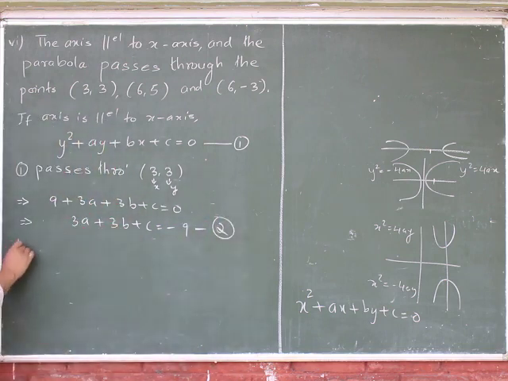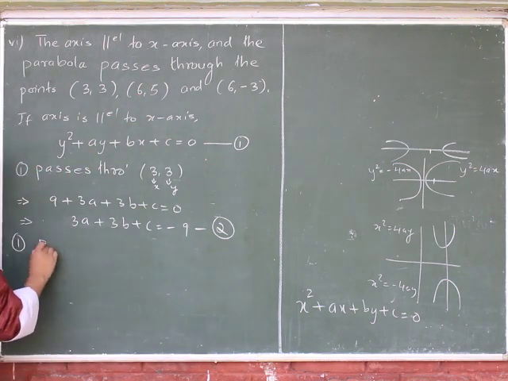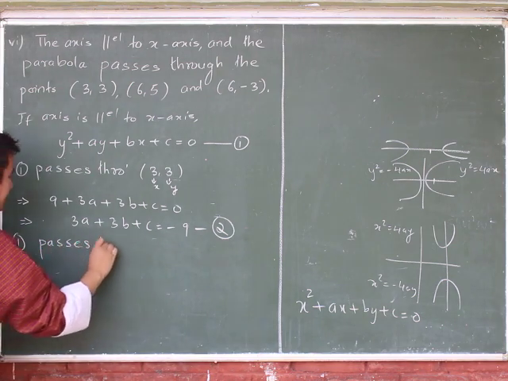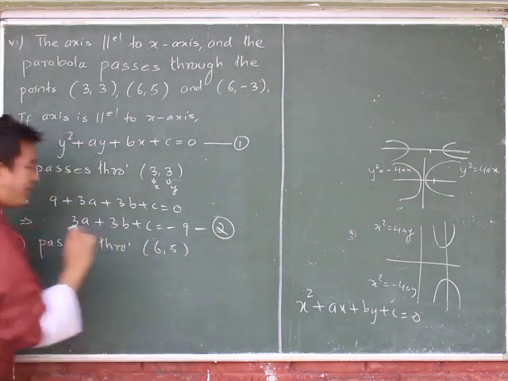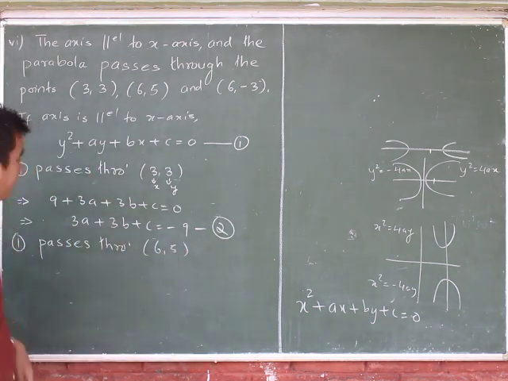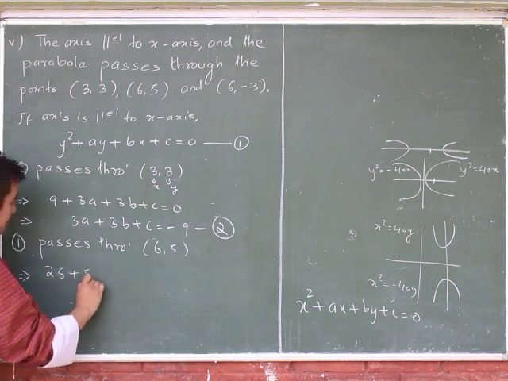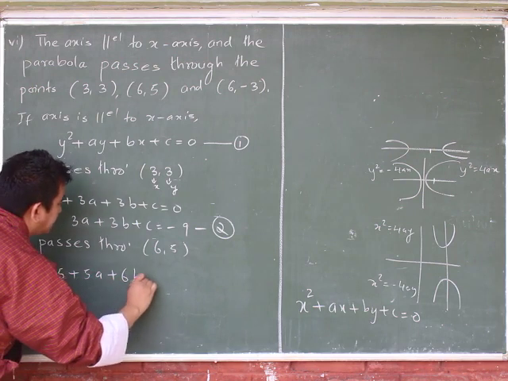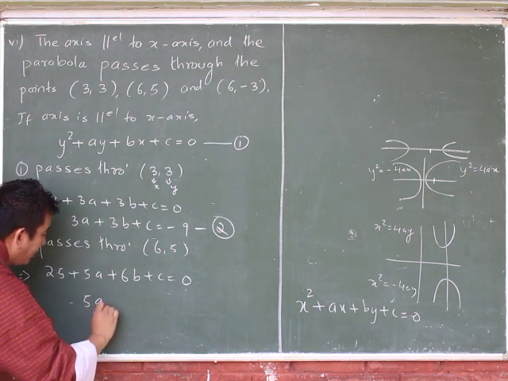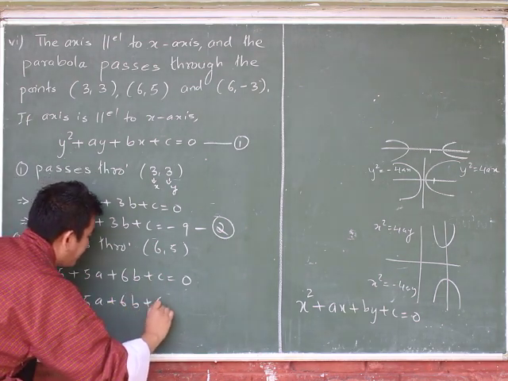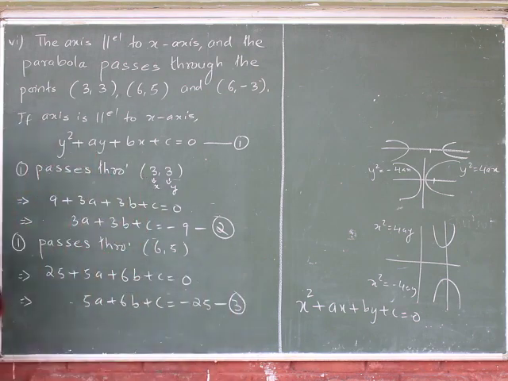Now similarly, again this equation 1 passes through (6, 5). Value of x is 6, value of y is 5. Substitute here, 5 squared becomes 25 plus 5a plus 6b plus c is equal to 0. Let me rewrite. This one will be 5a plus 6b plus c is equal to negative 25. Say this is equation number 3.